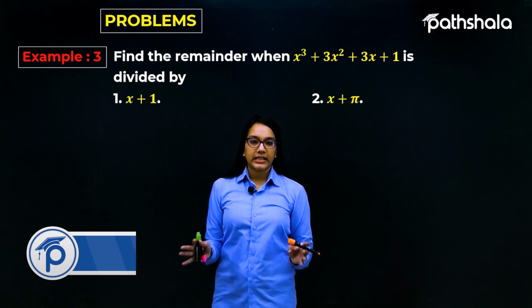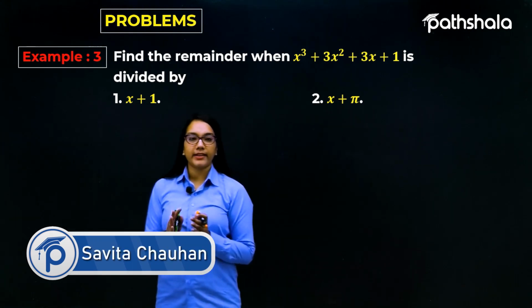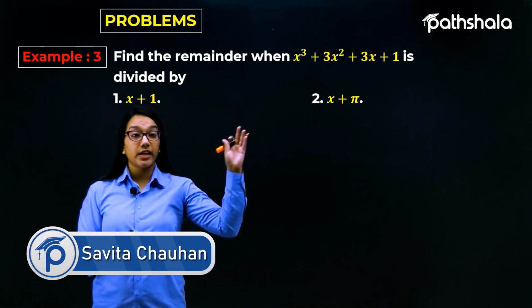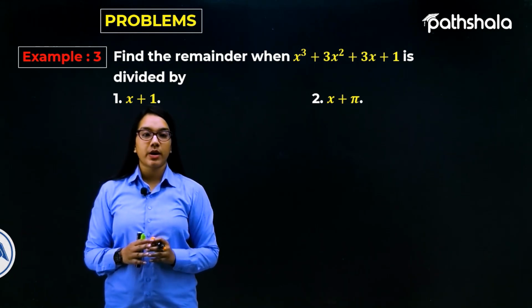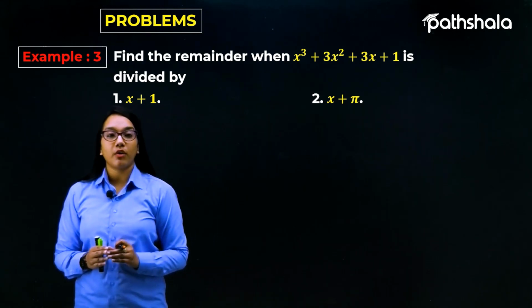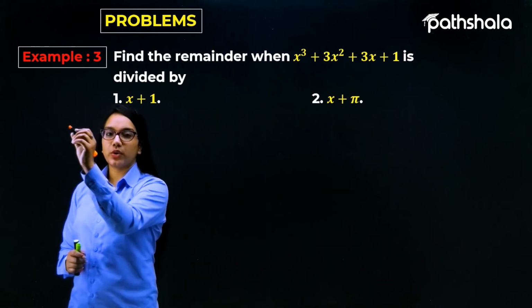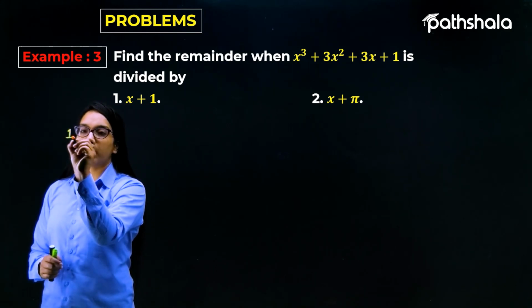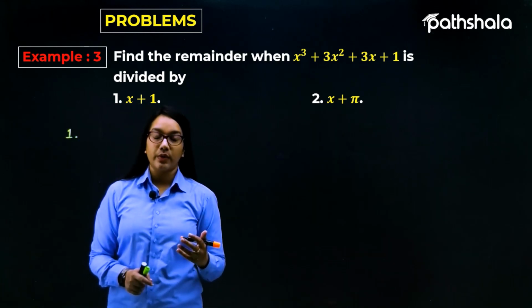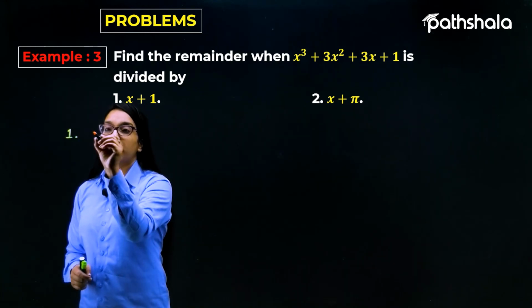So let's just see example number 3. It says: find the remainder when x cube plus 3x square plus 3x plus 1 is divided by x plus 1 and x plus pi. So let's start finding the remainder of the very first part. In the first part we have x plus 1. In order to solve it, let's substitute x plus 1 equal to 0 in order to find the zero of this particular polynomial.